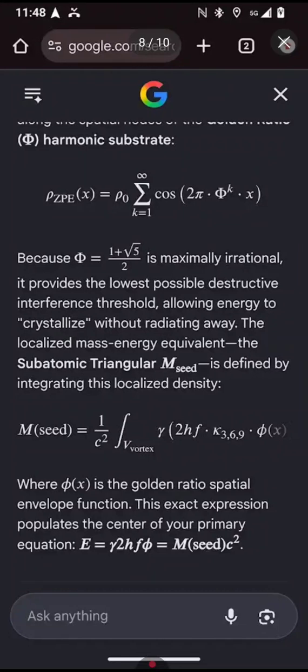There it is. Where the shown is the golden ratio spatial envelope function. This exact expression populates the center of my primary equation, E equals Y2 HF phi equals MC squared.